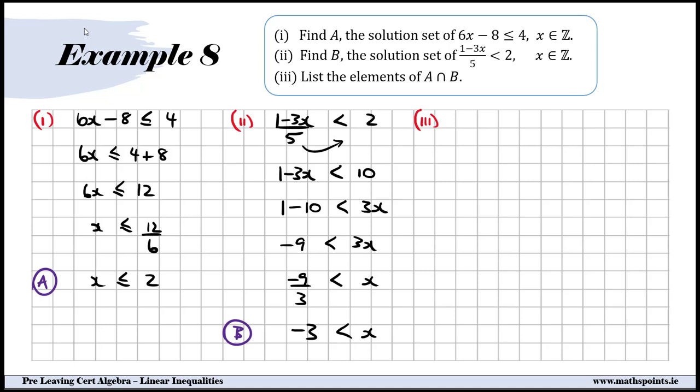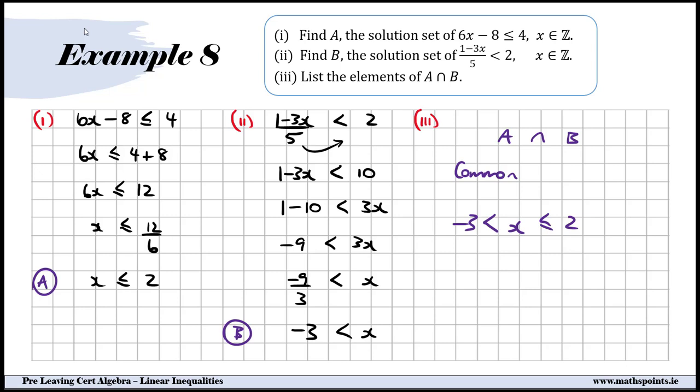The third part of the question asks us to find A intersection B, and all they're asking here is what's common to both sets. So what numbers are included in set A and set B, and in words, what are the numbers that are bigger than minus 3, but less than or equal to 2. And here we have our double inequality, just the notation we can use to say that x is numbers that are bigger than minus 3 but less than or equal to 2. And this is the set A intersection B, the set of elements that are common to both.